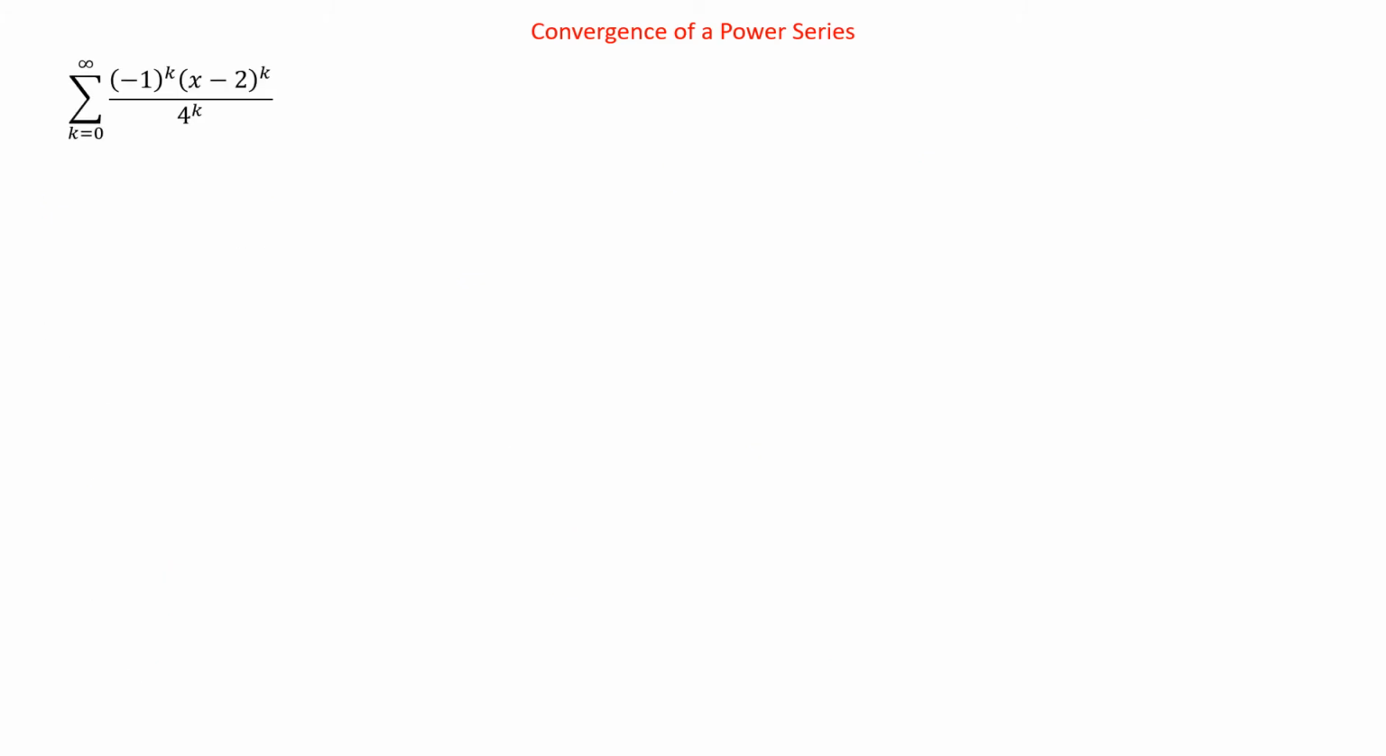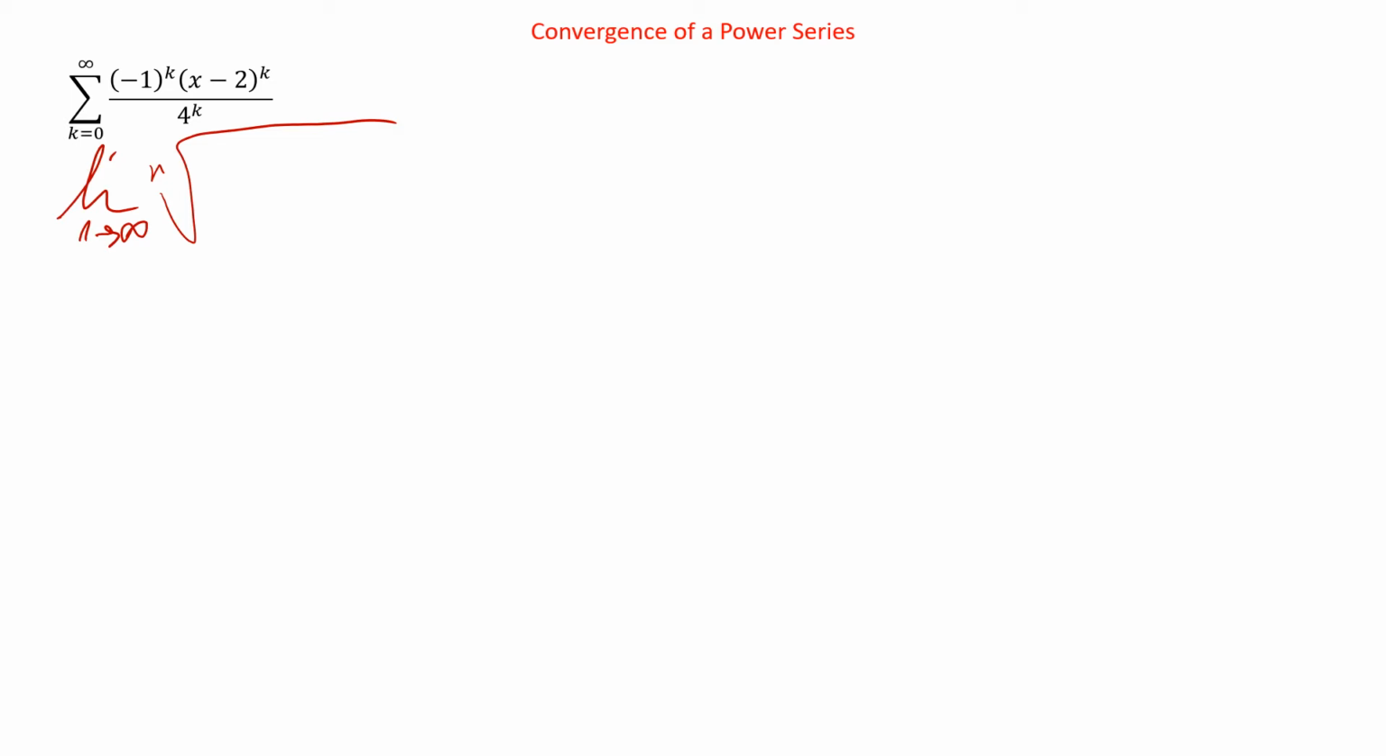So we have the sum from 0 to infinity of negative 1 to the k times x minus 2 to the k over 4 to the k. This looks like a good one to use the root test for, being that we have a whole bunch of stuff to the k. So we're going to find the limit as n goes to infinity of the nth root of, we're going to use the absolute value here.